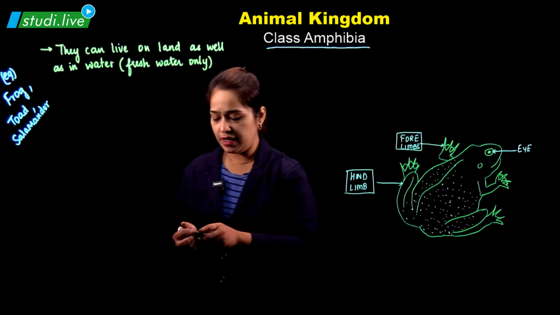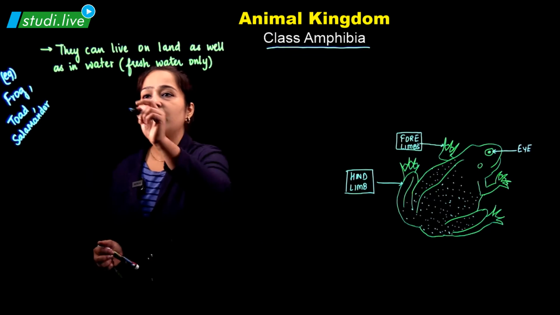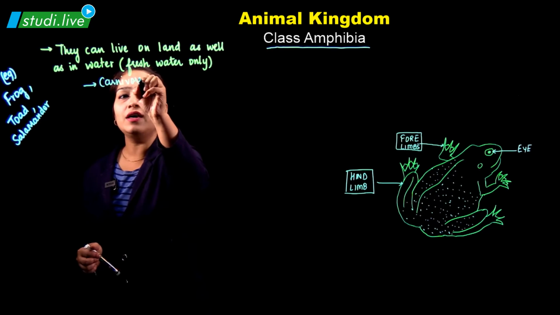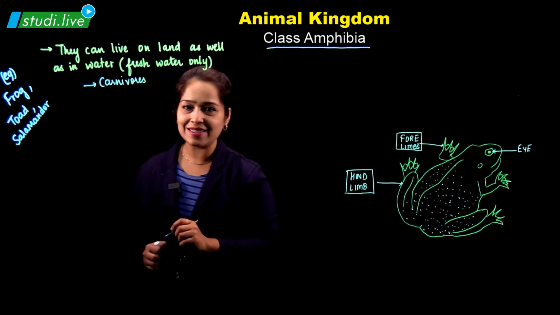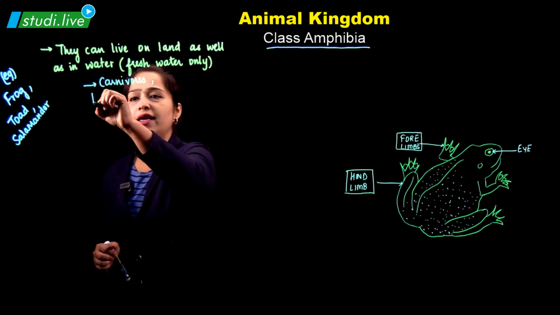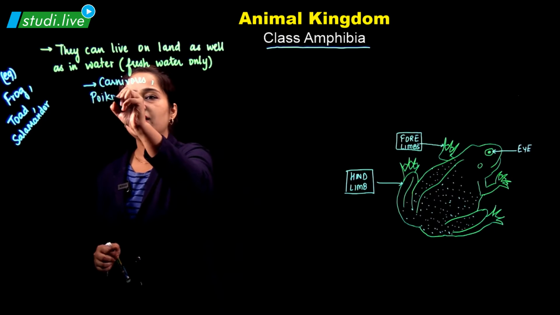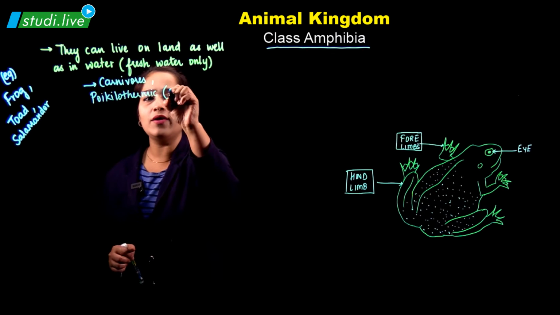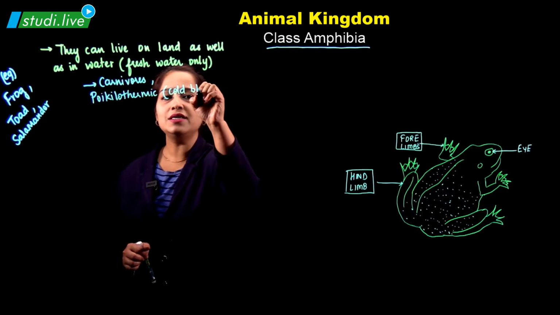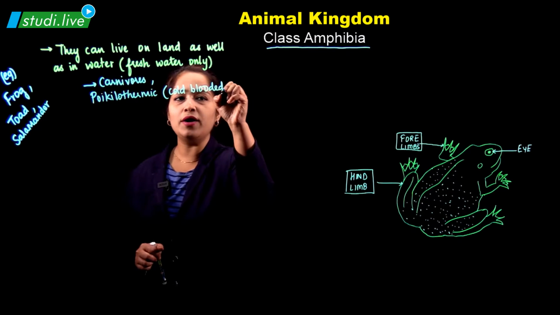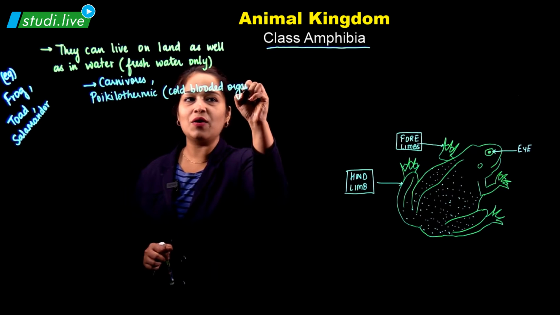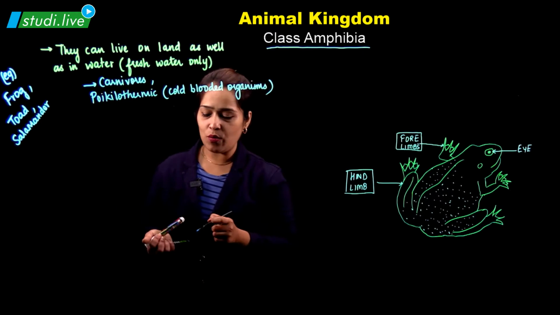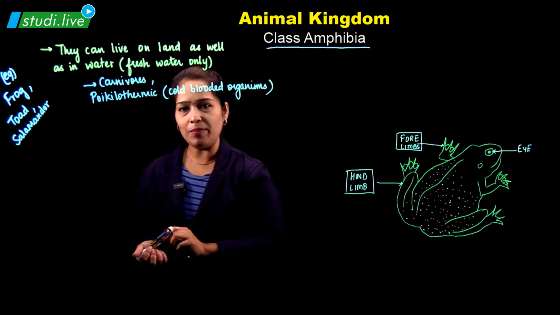Let us see about these organisms. They are carnivorous. They feed on grasshoppers and other insects. They are poikilothermic. Poikilothermic means they are cold-blooded organisms, which means they can adjust their body temperature according to the surrounding ambient temperature. So wherever they move around, they can change their body temperature.